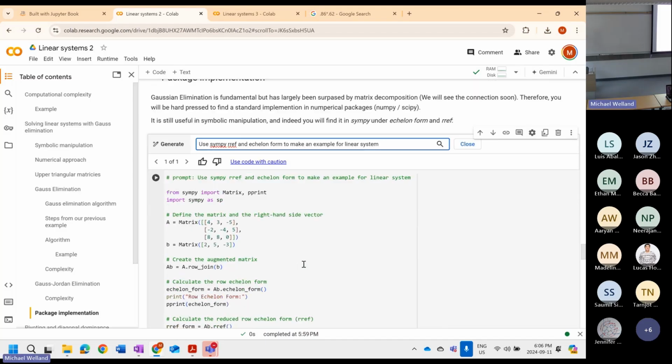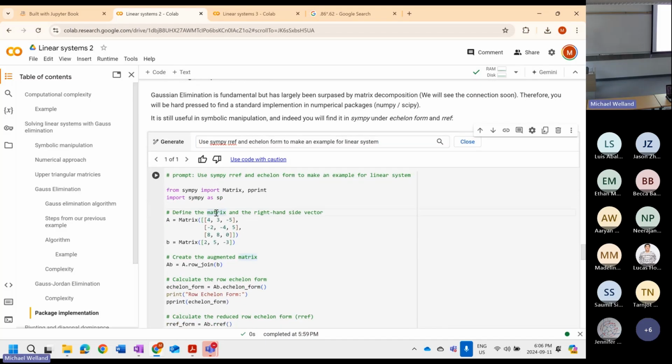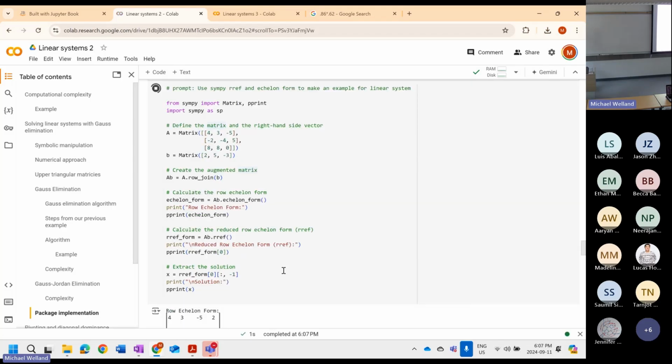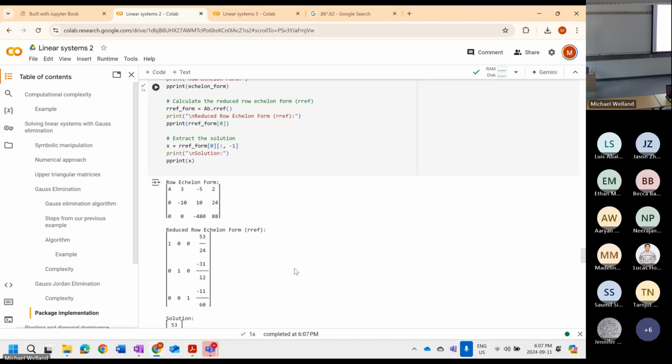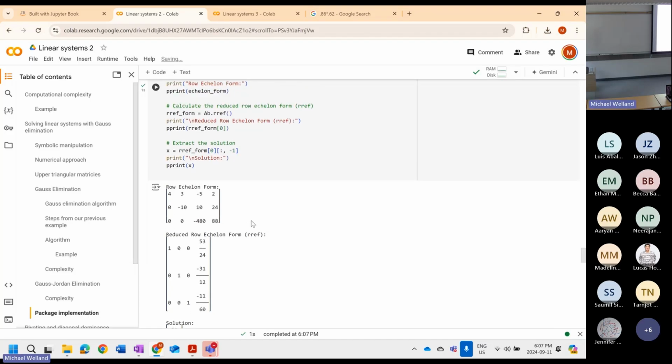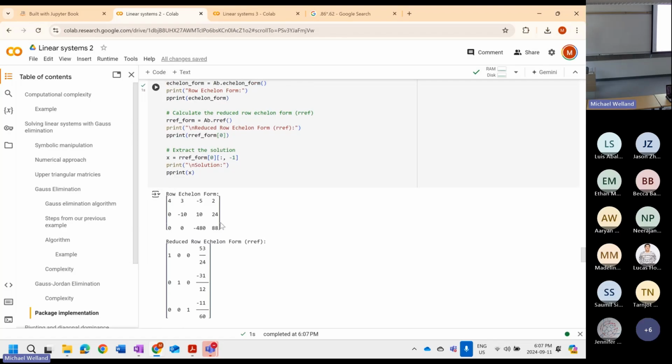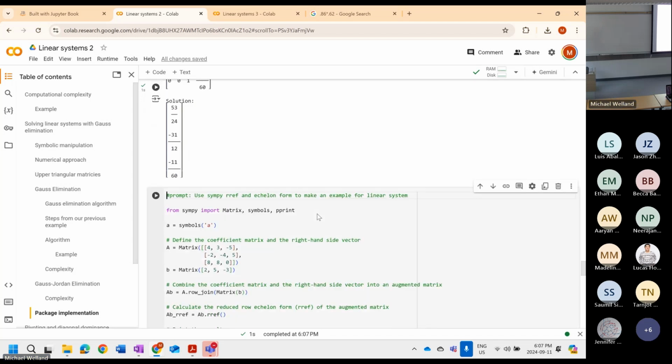Go, AI brain. And we get something that looks like this. So here's an example of how we would see the reduced row and the row echelon form. That's how we would get it.